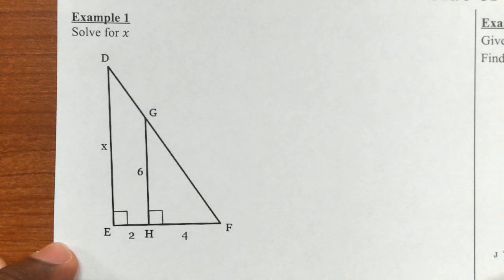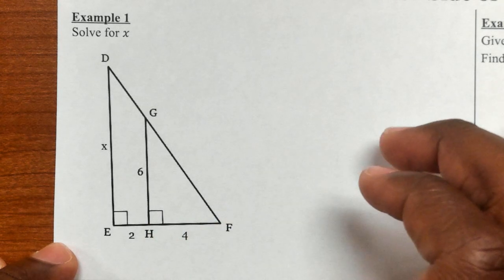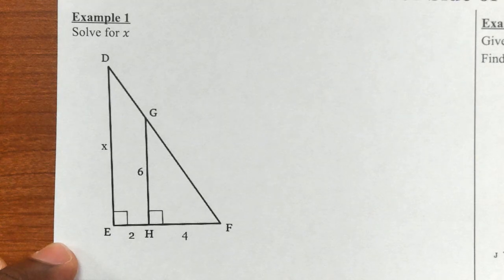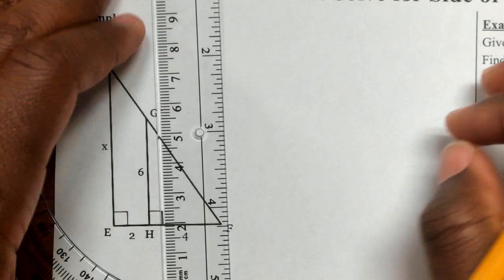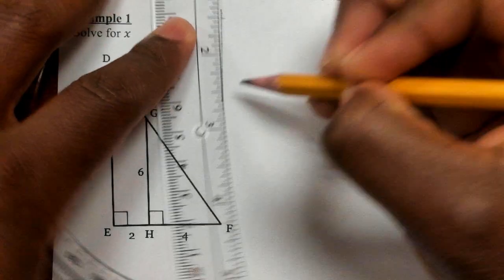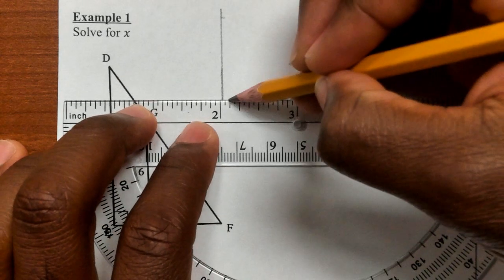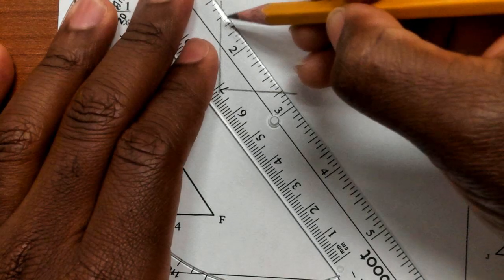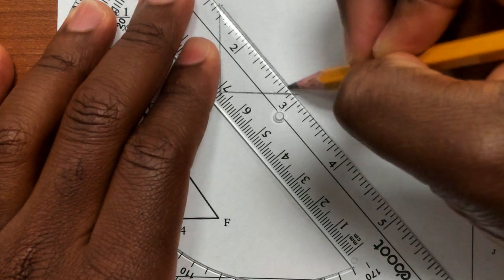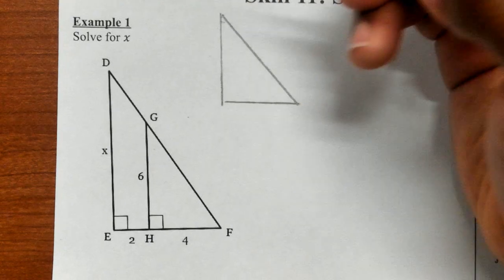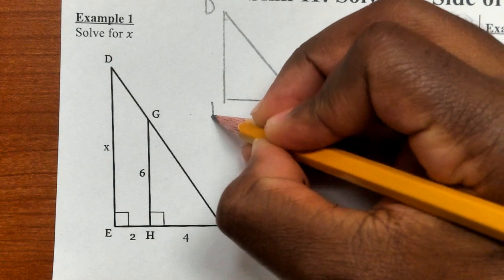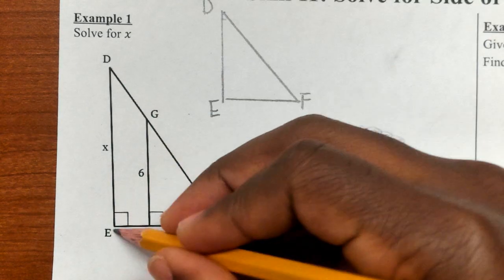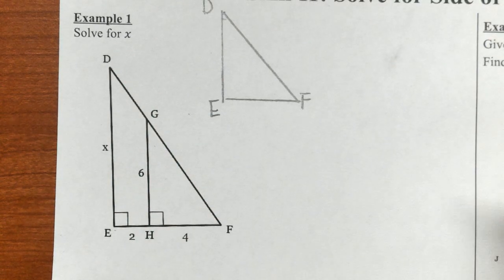So what we're going to do is try to separate them to see if there are any similarities. So we're going to separate the big triangle from the little triangle. So we have the big triangle. Alright, and that triangle is called DFE. So that's a big triangle, DFE. And let's identify the features of that triangle.